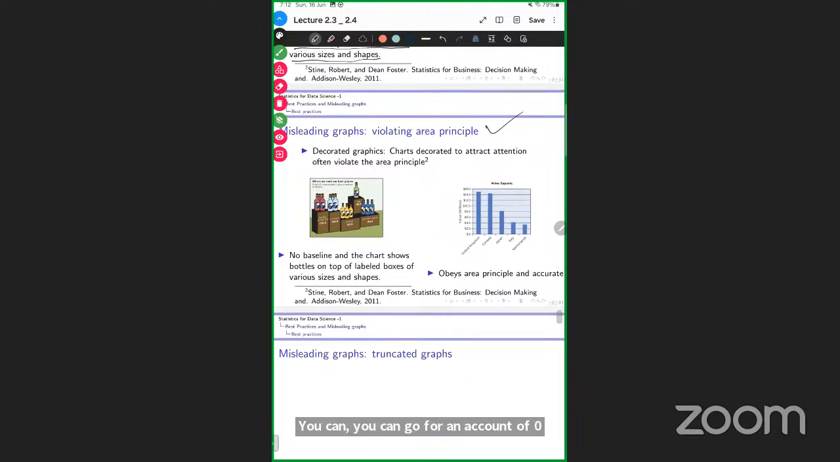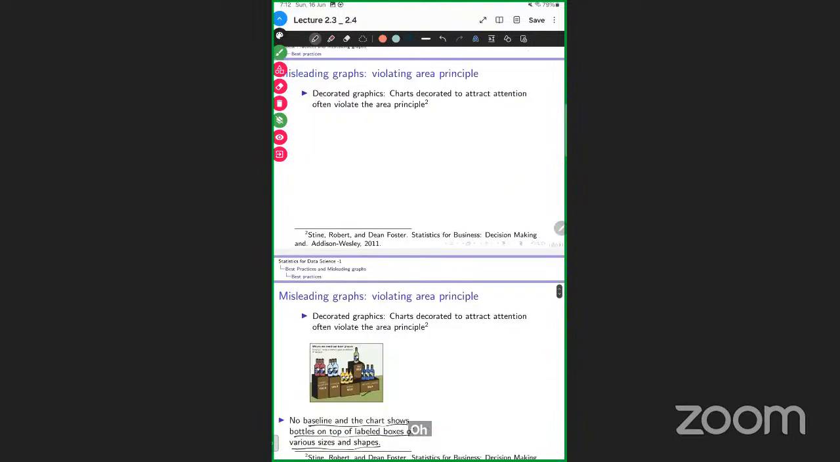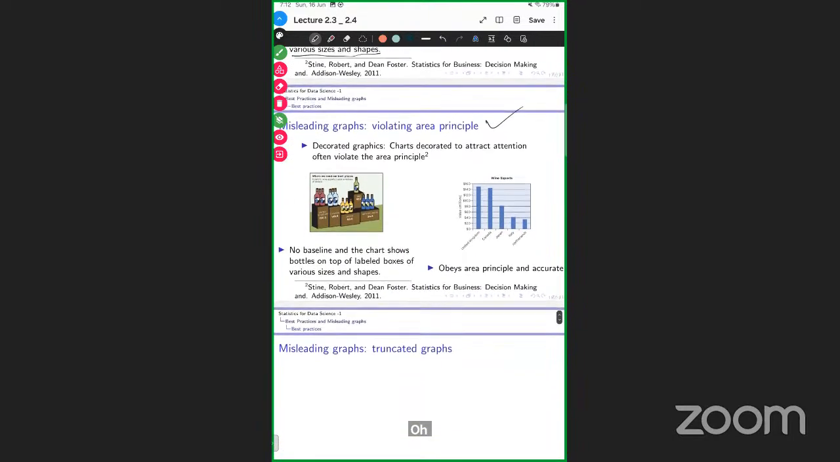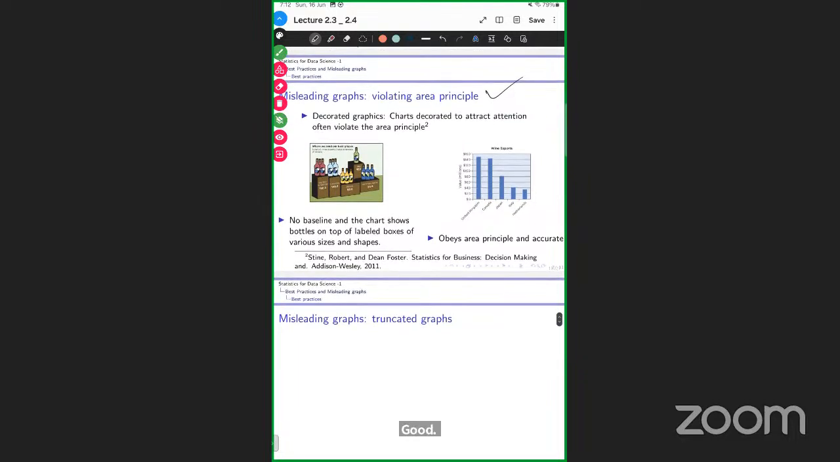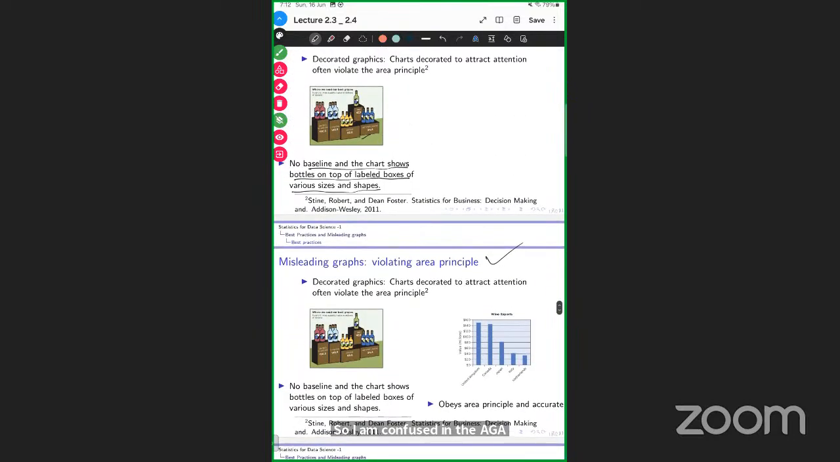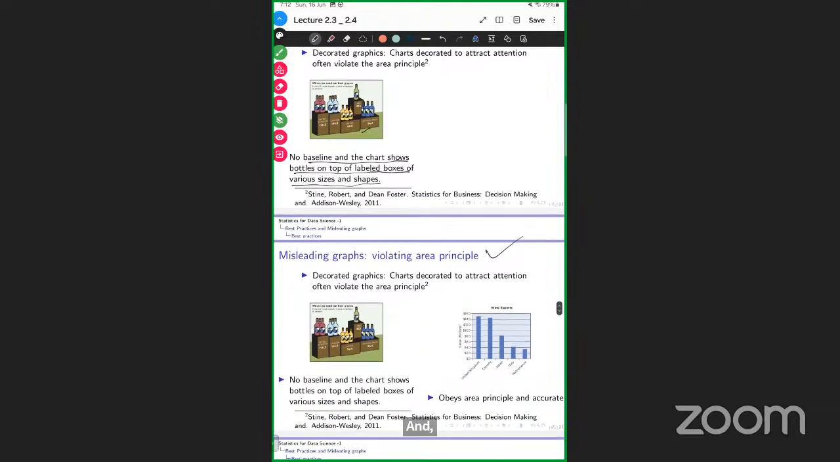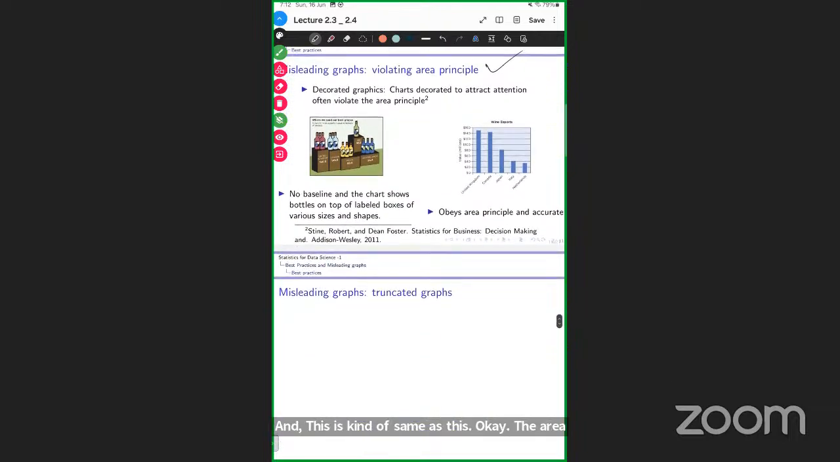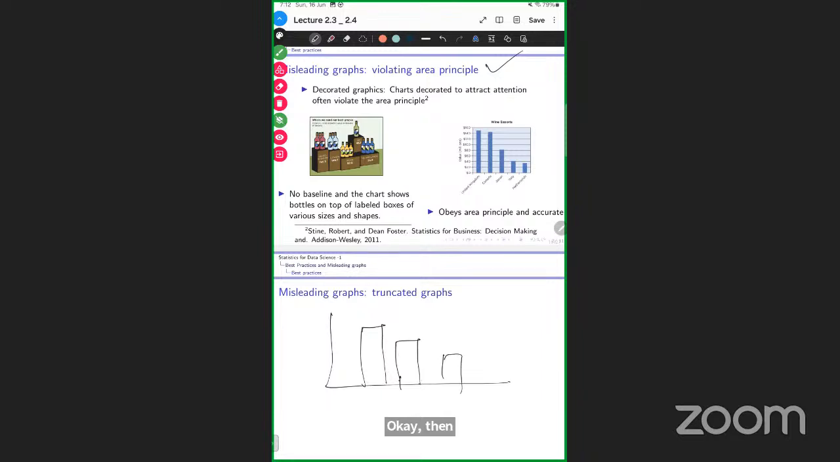Sir, I have a question. Yes. Sir, I am confused about the area principle part. Is the area principle kind of the same as the truncated graph? The area principle says that the representation of an entity should be relative to others. Let's say this graph I drew. So all these things, the truncated graph, area principle, and misleading y-axis, represent kind of the same thing.